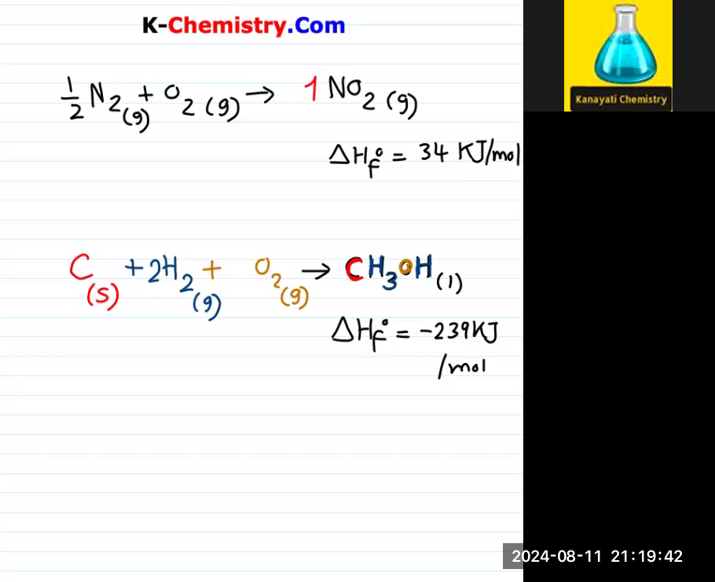I can show some of the delta H formation of some common substances and see its values. Let's have a look at this table. Let's try to have a look here at how I can find the delta H of one reaction. So the reaction of methane with oxygen to form carbon dioxide and water, which is basically the combustion of methane.